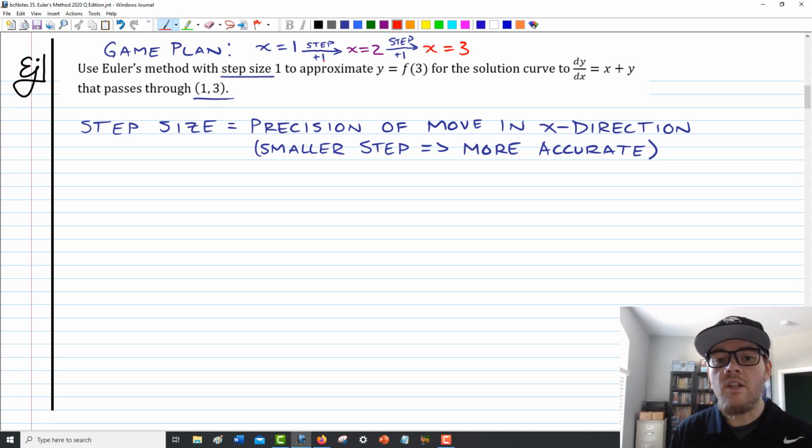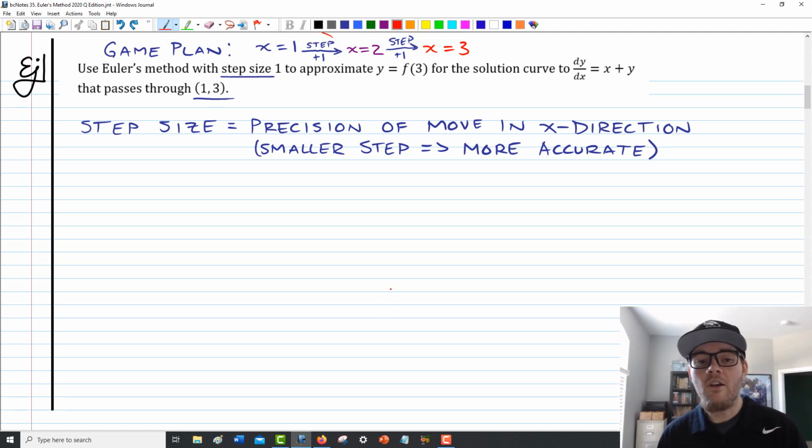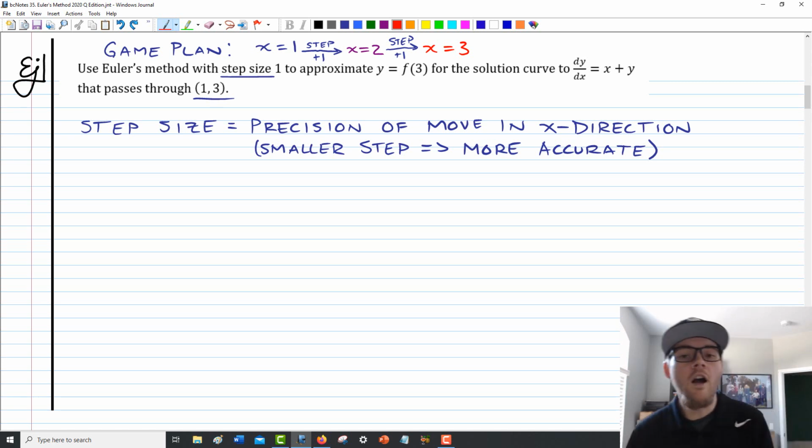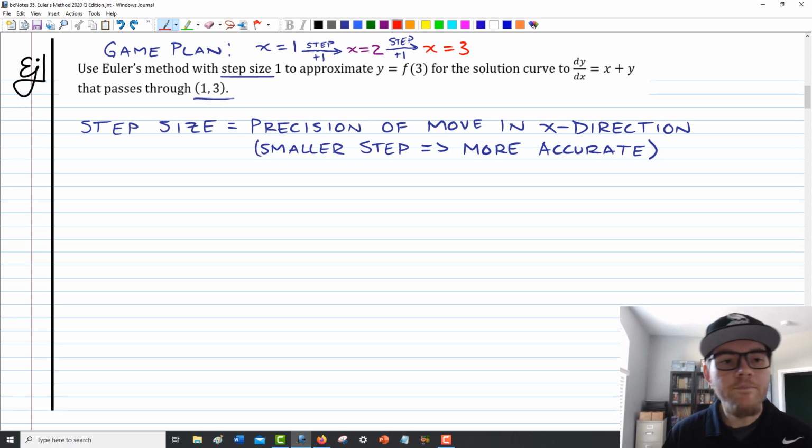So in a sense, because our step is 1 and we want to get to x equals 3, we're going to have to take not just 1 but 2 steps. So it's not going to be like linear approximation where we only do it once. We're going to have to do this twice. So we'll use linear approximation for the first one, then we'll use our tangent line to do a new approximation, and then we'll go forward and finish it off by approximating x equals 3.